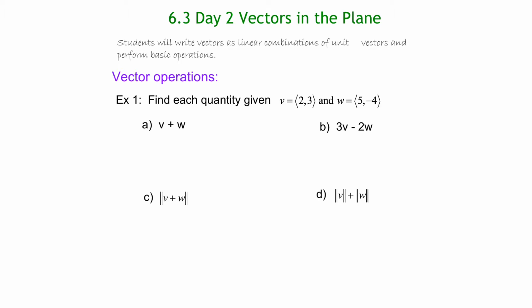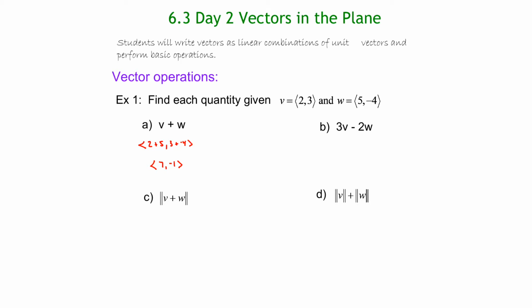Given vector v is (2, 3) and w is (5, -4), we're going to add vector v plus vector w. Now we did this in the other video, but we did it graphically. Now we're going to do it algebraically. So to add two vectors together, we just add their components: 2 plus 5, and 3 and negative 4. So v plus w would be (7, -1). And that's it. That's how you add two vectors.